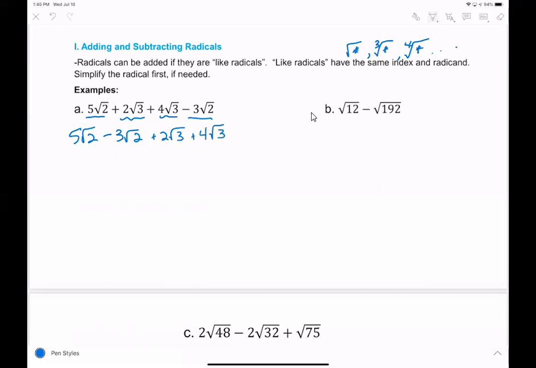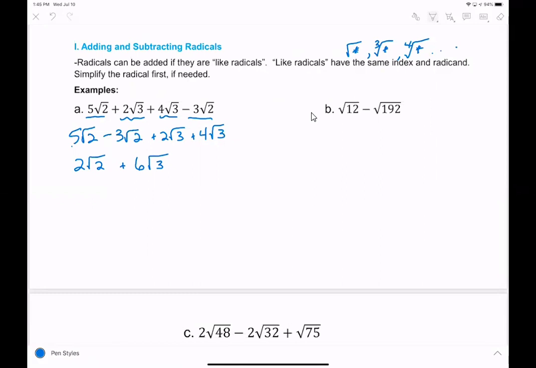So when we add or subtract, we are only going to add or subtract what's in front. So the 5 minus 3 would give us a 2, and the radical stays like it is. We do not change what the radical is. It stays the square root of 2. And then 2 square root of 3 plus 4 square root of 3, we're going to add 2 and 4 to get 6, and then leave the square root of 3 as square root of 3. And we are done with adding or subtracting. So this is our simplified answer.